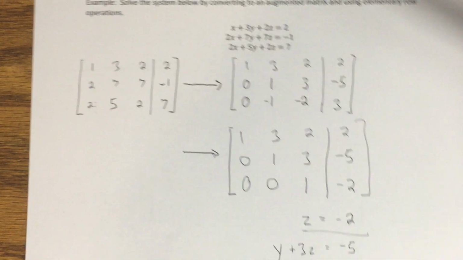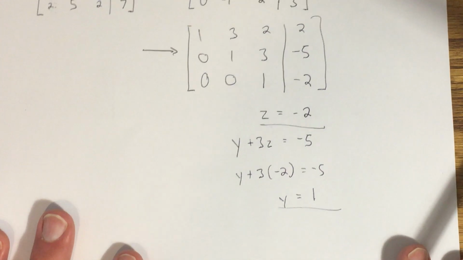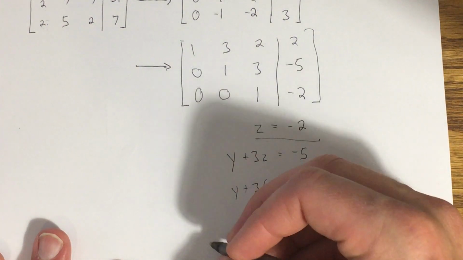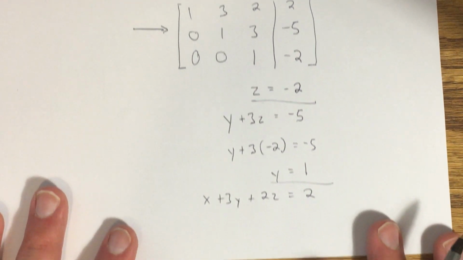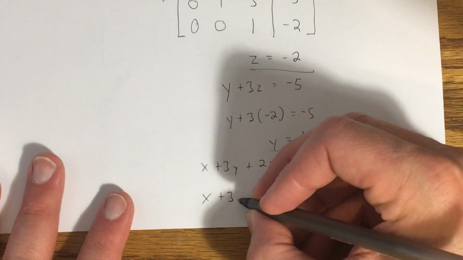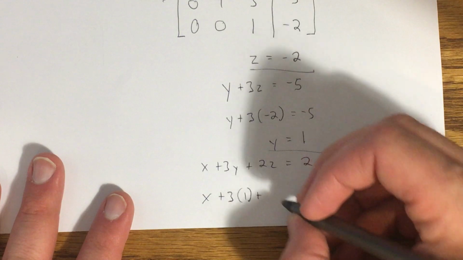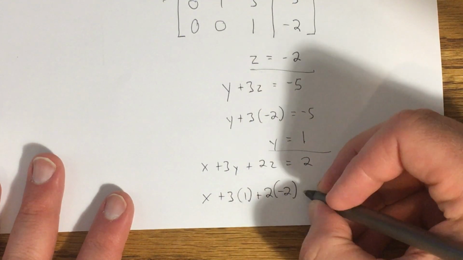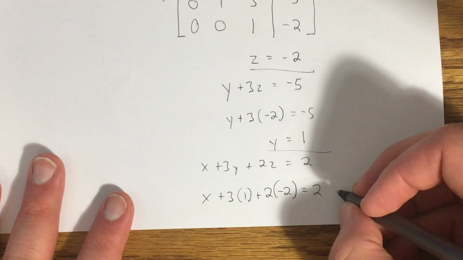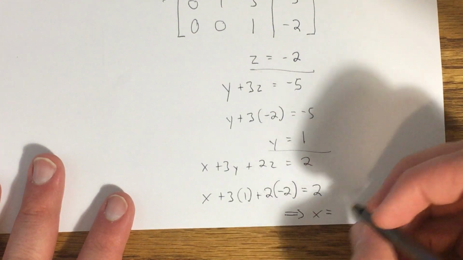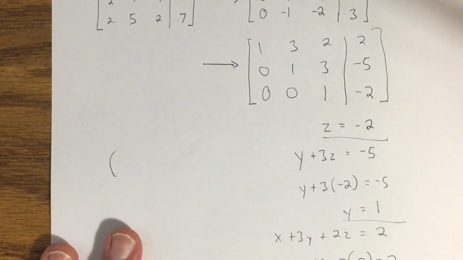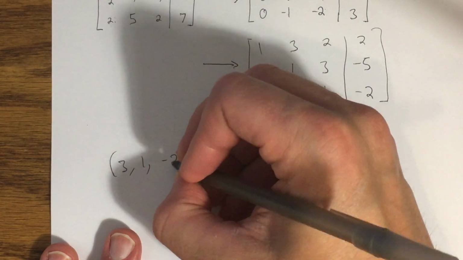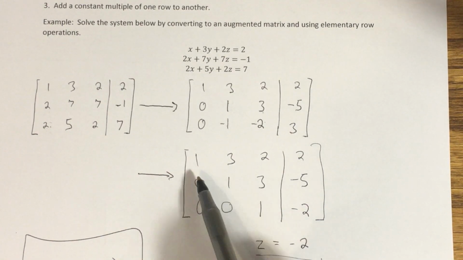I can get x by going up to the... Oh, I just realized I was writing off the screen. There it is. That's what I was just talking about. I can use this top equation up here, which is x plus 3y plus 2z equals 2. That's what this top row would represent. Plug in the y and the z that I just got. X plus 3 times 1 plus 2z, so 2 times -2, equals 2. Solve this for x, which again, I'll let you fill in the gaps here. X is going to come out to 3 in this case. And now I have a solution to my linear system. So I get this ordered triple, which looks like 3, 1, -2.